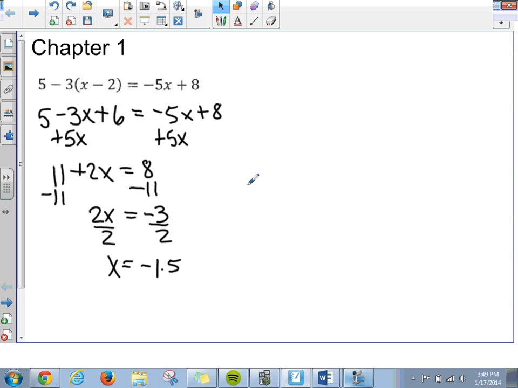Hopefully this is something that's coming pretty easy to you now. It was a good warm-up, and now you're ready to solve for x. Remember, in this one, our x is just to the first power. We don't have any exponents, nothing crazy really going on, just solving for x.